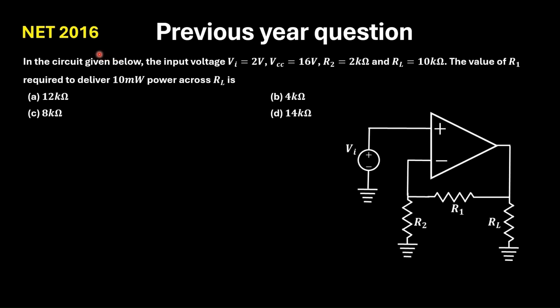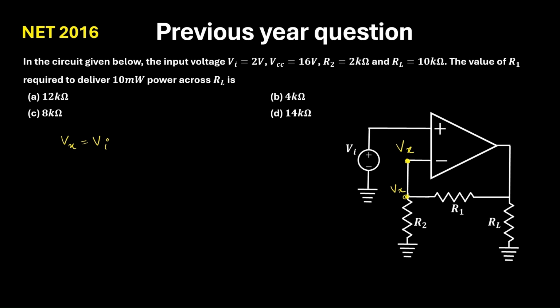This question was asked in CSIR-UGC NET 2016. We are given an op-amp circuit and they have given the voltage, the power supply, R2, RL, and we are told to find the value of R1 so that a power of 10 milliwatt is delivered across the load resistor. We can name this voltage as Vx. The same voltage will be here at this node. So Vx is equal to V input by using the golden rule.